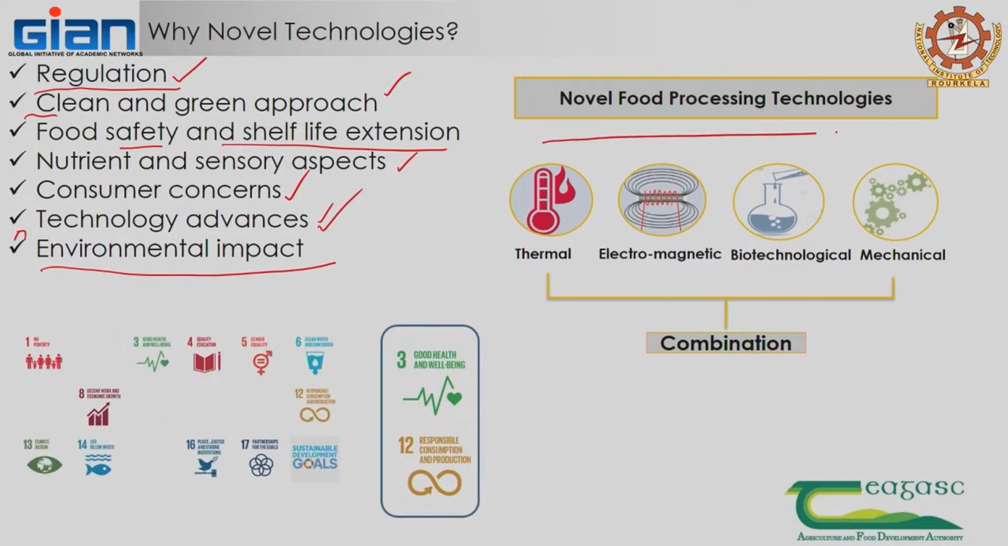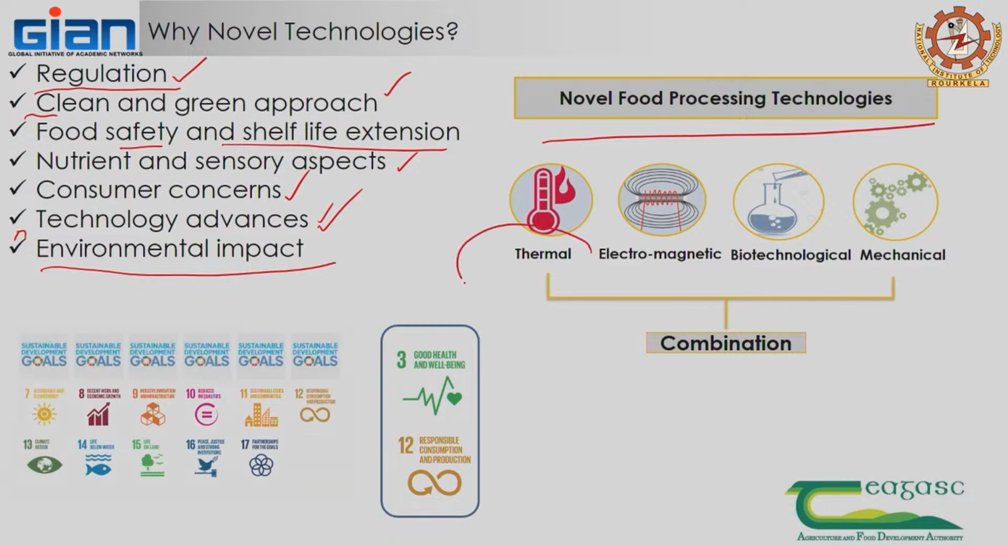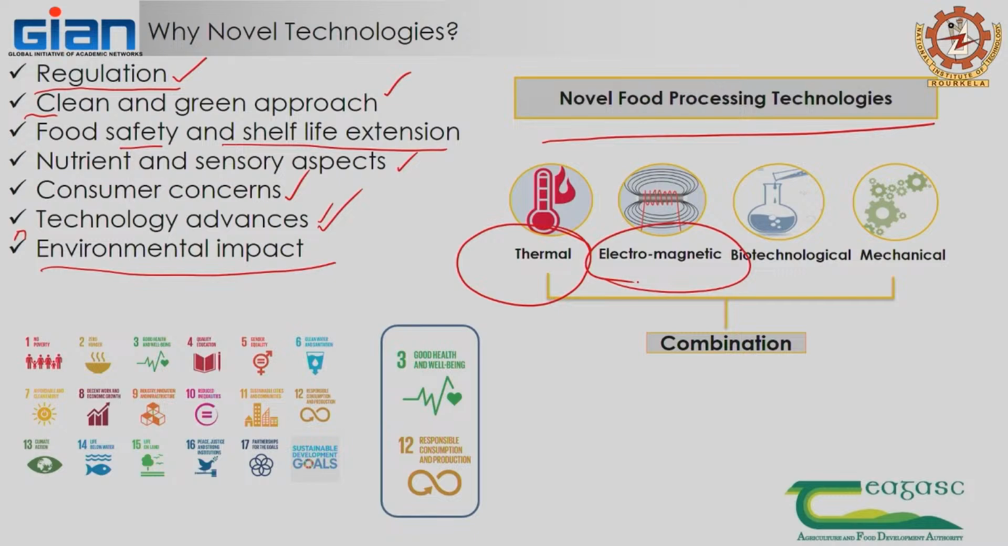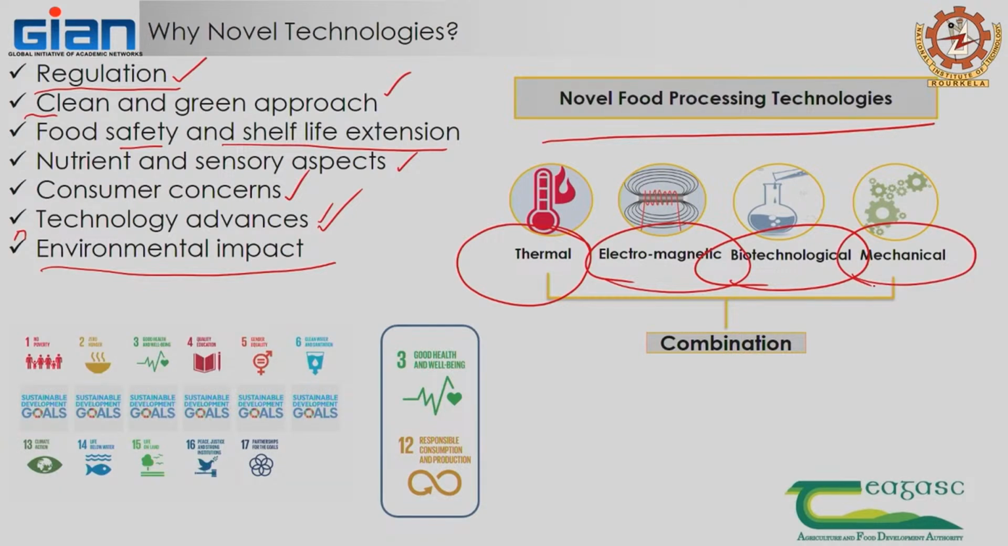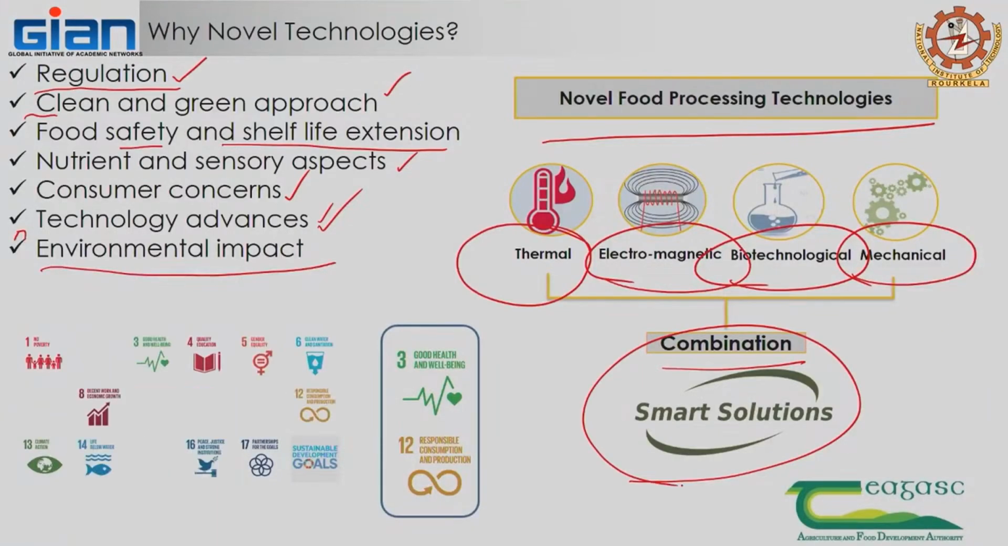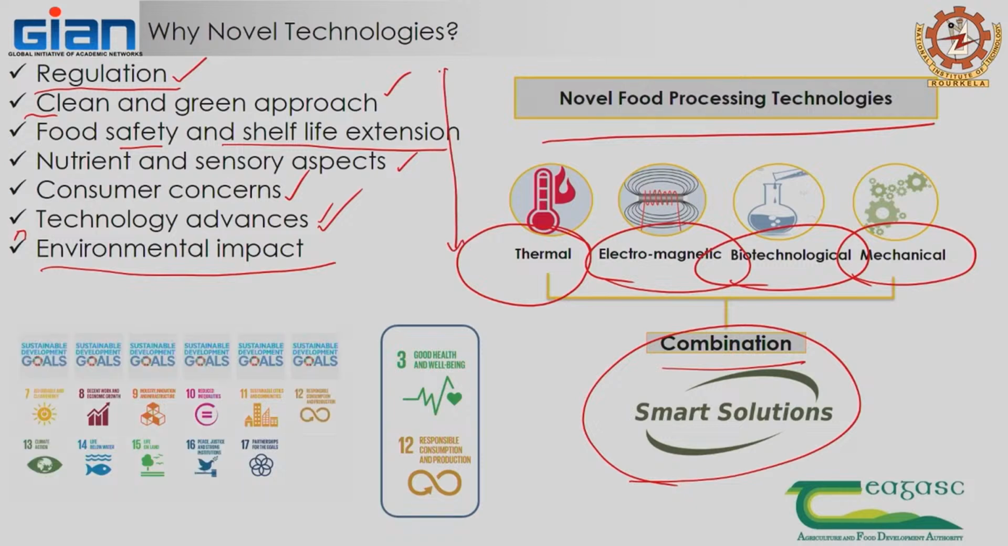Now, when it comes to novel food technologies, they can be classified based on the energy: thermal, electromagnetic. Any idea on electromagnetic? The electromagnetic spectrum is used in light-based technologies, and you have your microwave or pulsed electric field. Then biotechnological, enzymes or microorganisms, or mechanical. Technology on its own or a combination of these technologies to derive smart solutions to achieve any of those.